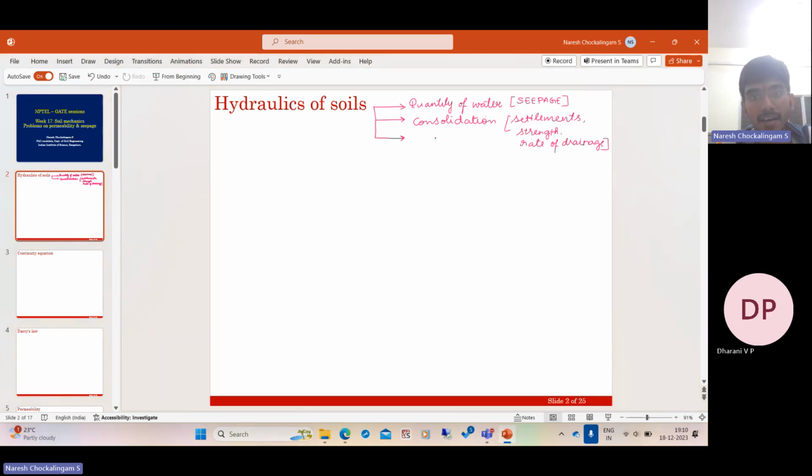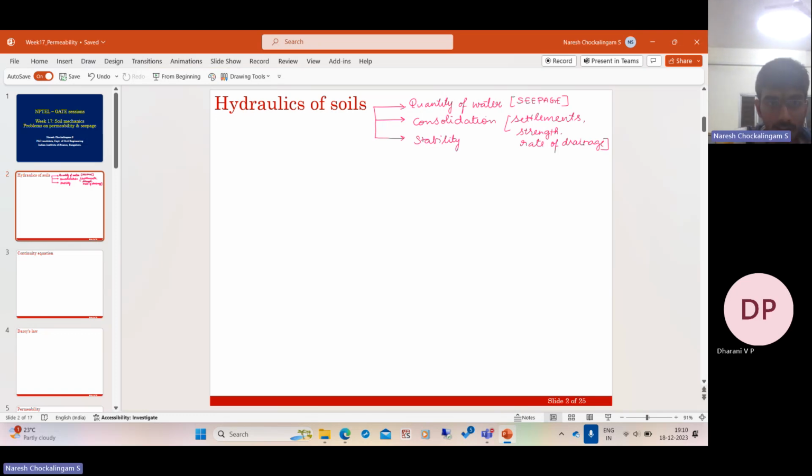The other important area that arises in the design of dams is stability. There are various failure modes of dams that arise just because the water percolates through the soil. It can be due to uplift pressure, or it can be due to piping failure. So that is the other class of problems we encounter in hydraulics of soil.